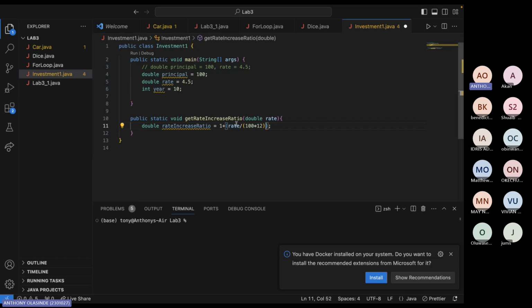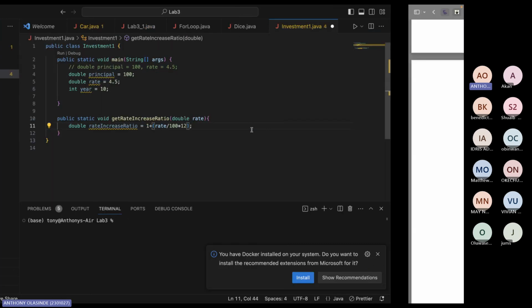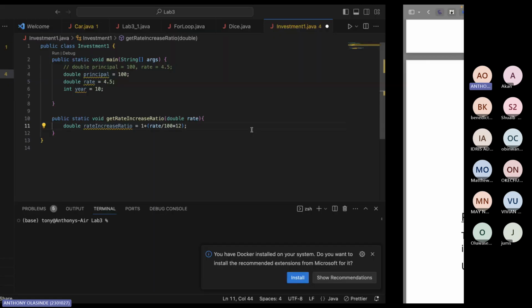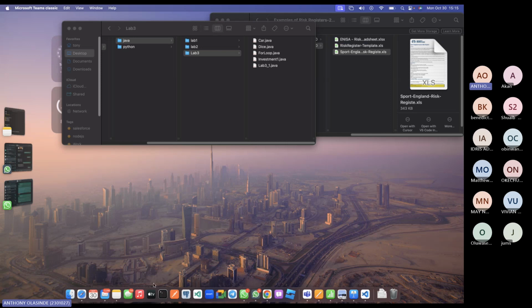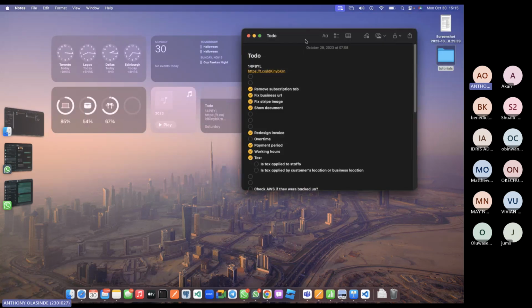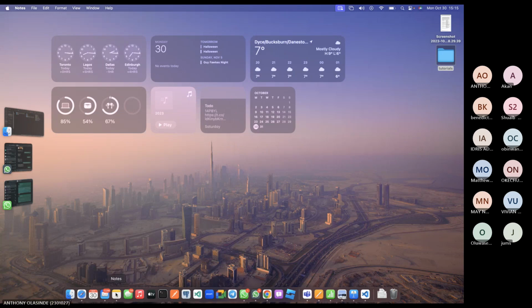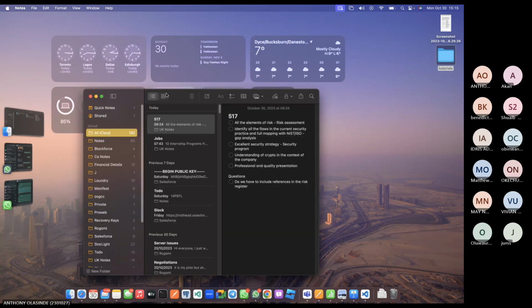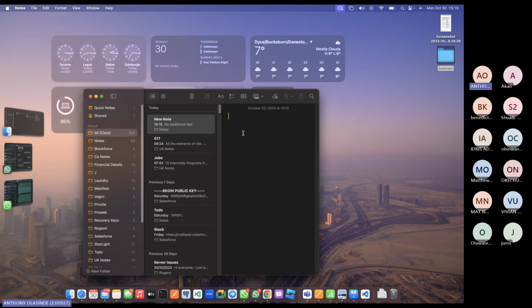So what you are saying is rate over everything like this. But if you don't introduce that bracket, you are saying rate over 100 times 12. Let me see if I can write something. So basically, what you've written is rate times 12 over 100, which is not what you want to do. You want to do rate over 12 times 100, right?